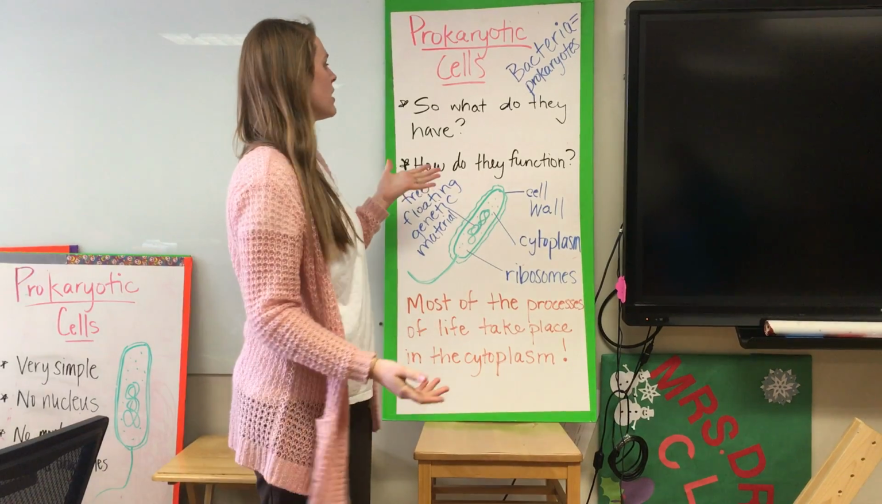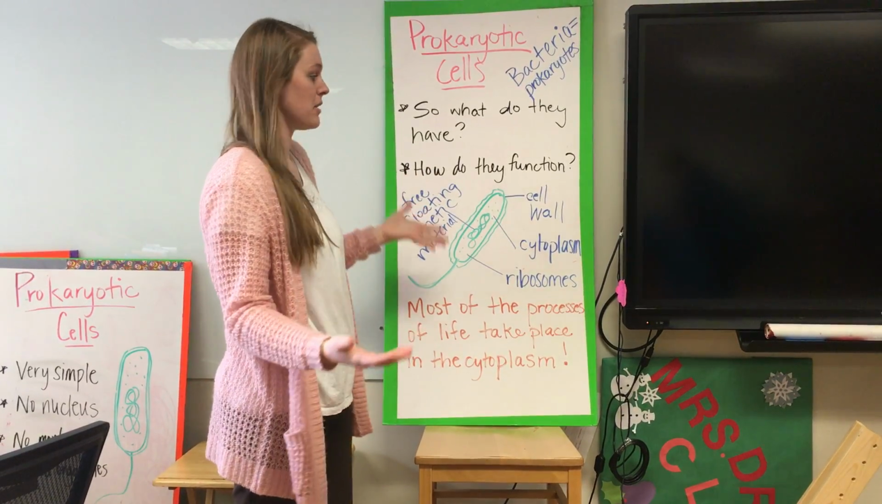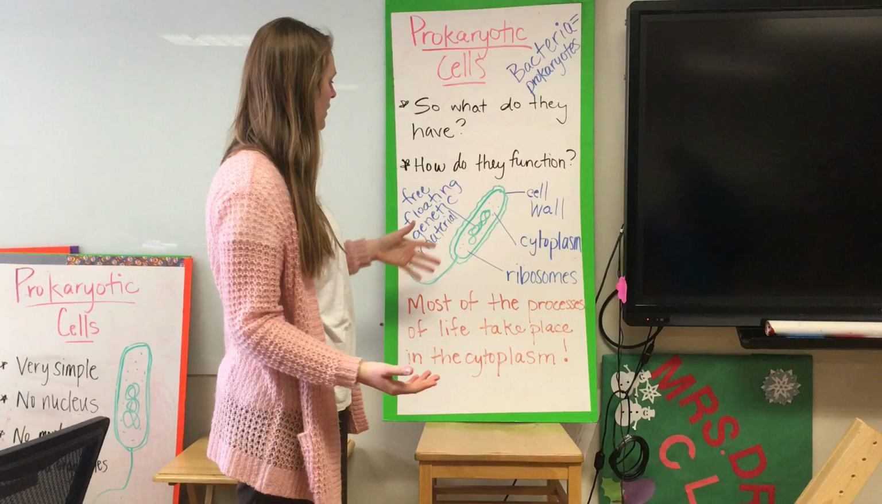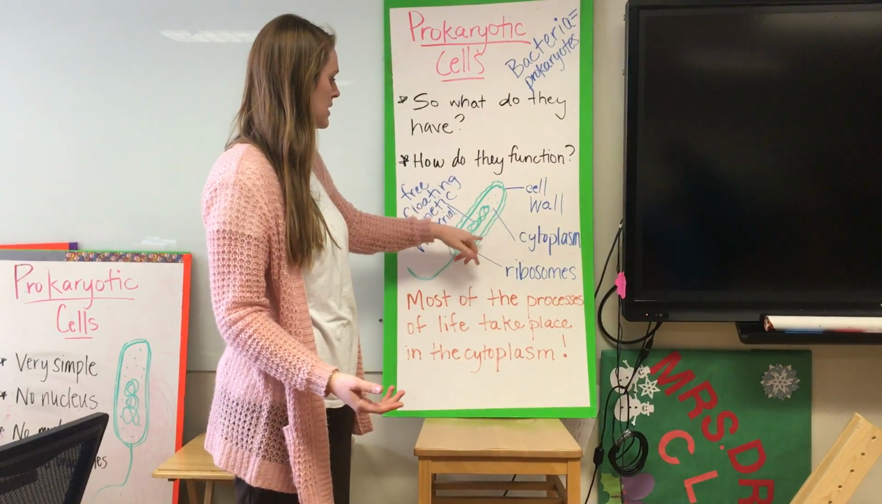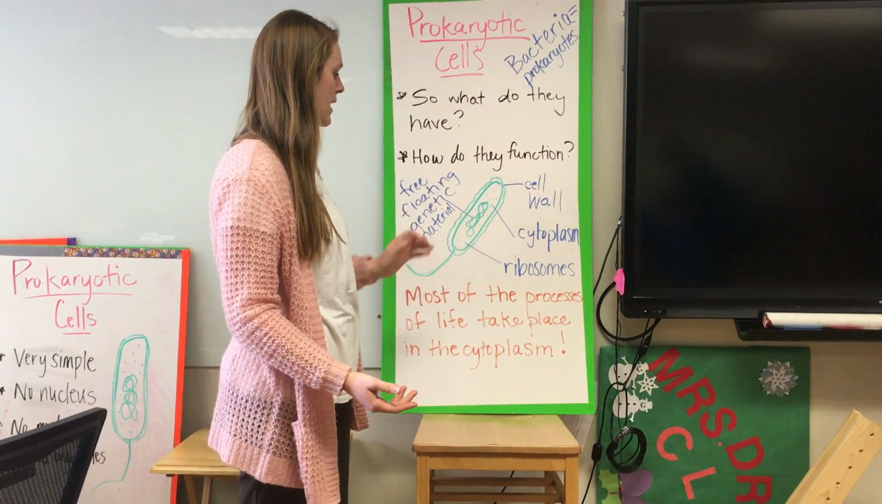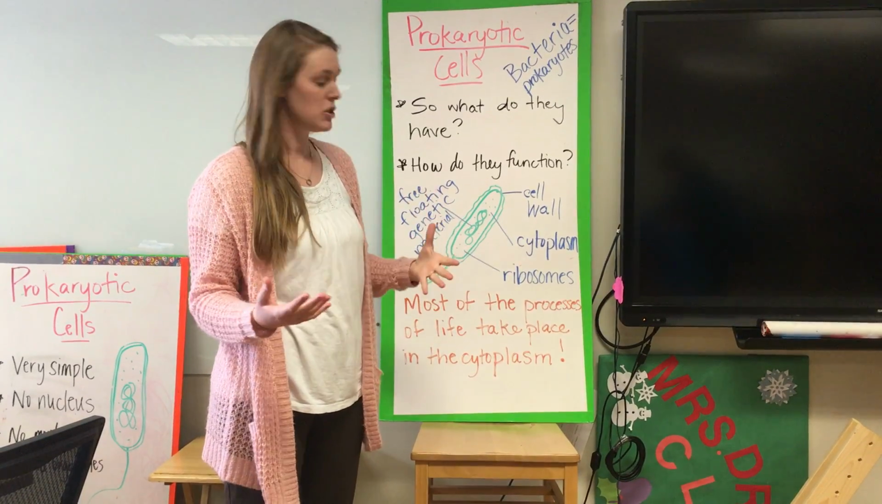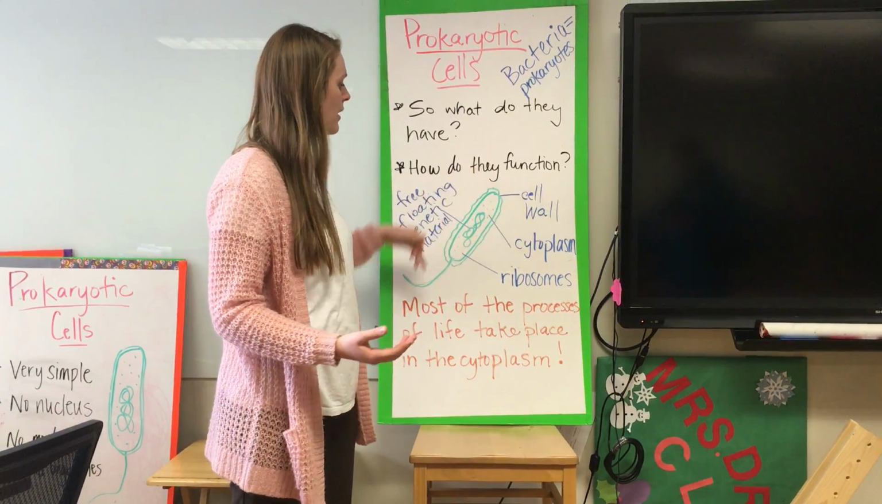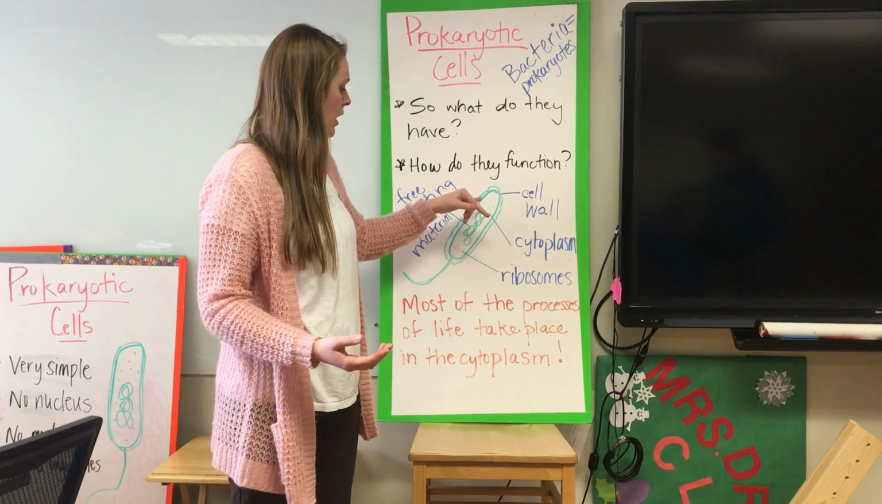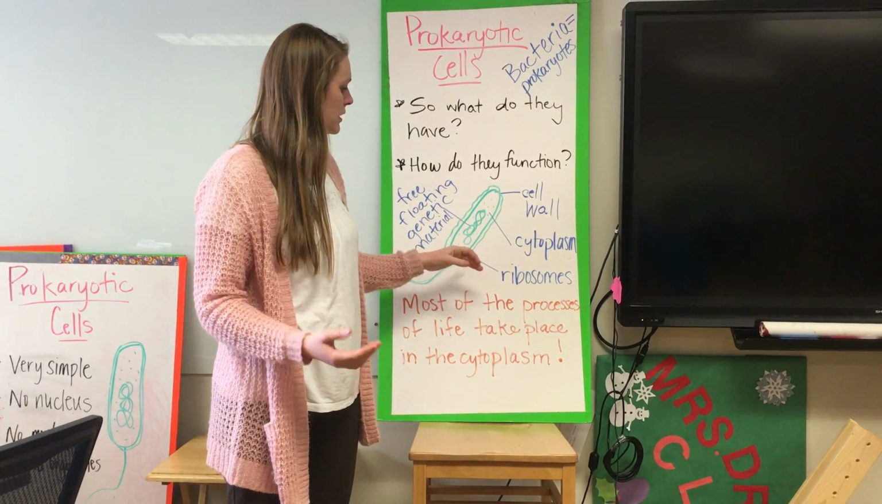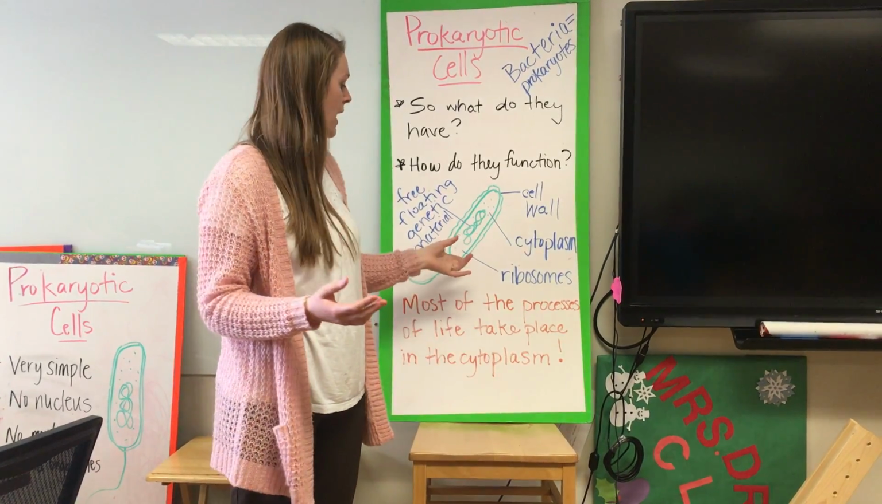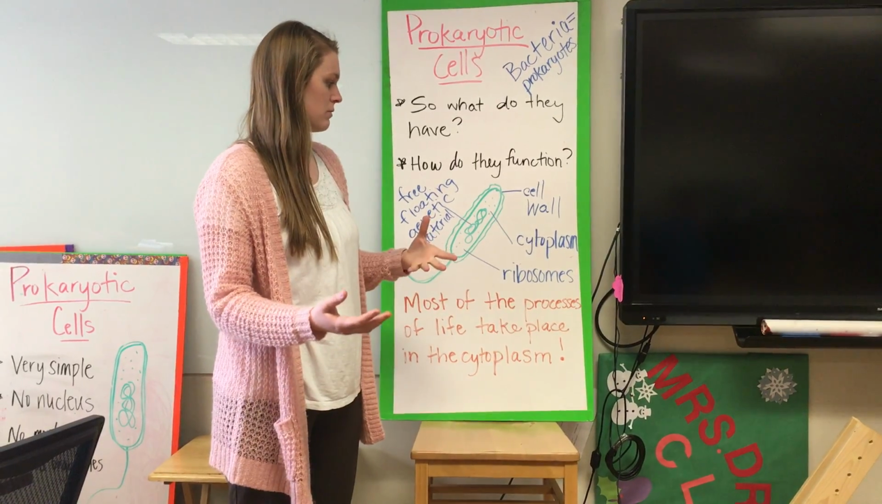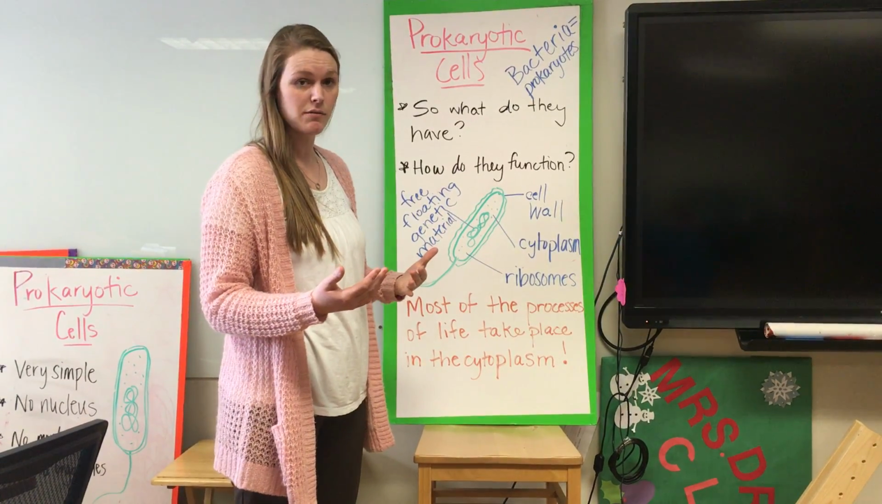So what does a prokaryotic cell have, and how do they function? A prokaryotic cell has free-floating genetic material. The chromosomes just float around within the cell, so that's where the genetic material is contained. They do have a cell wall for structure. They have a cytoplasm. The only similarity would be the ribosomes, which perform some of the functions of the prokaryotic cell.